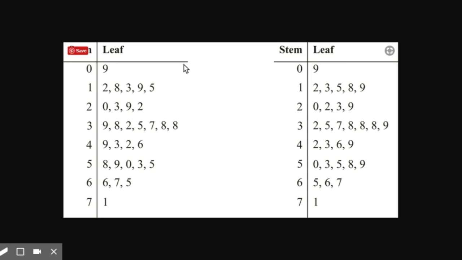Okay, you see that there are 2 stem and leaf plots on this page. They actually have the same exact data. However, the stem and leaf plot that is on the right is easier to read. The reason for this is that all the numbers are in order.